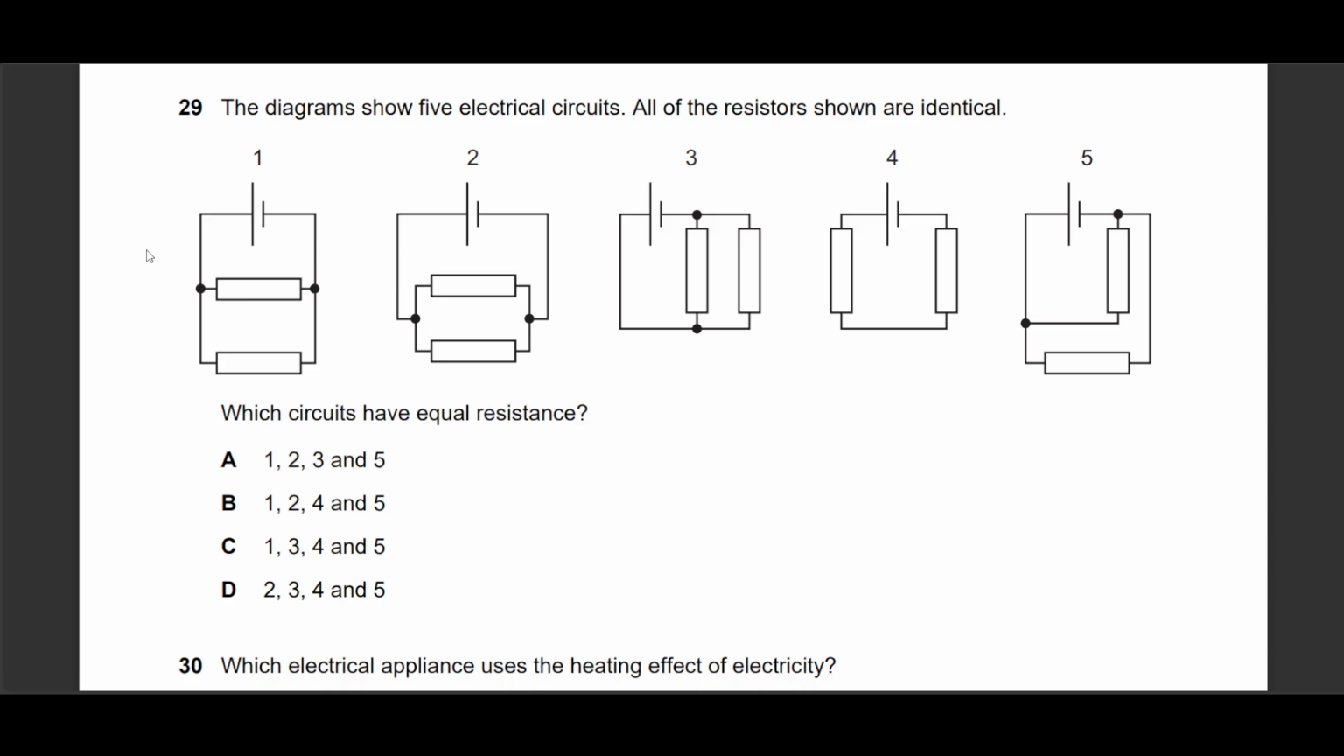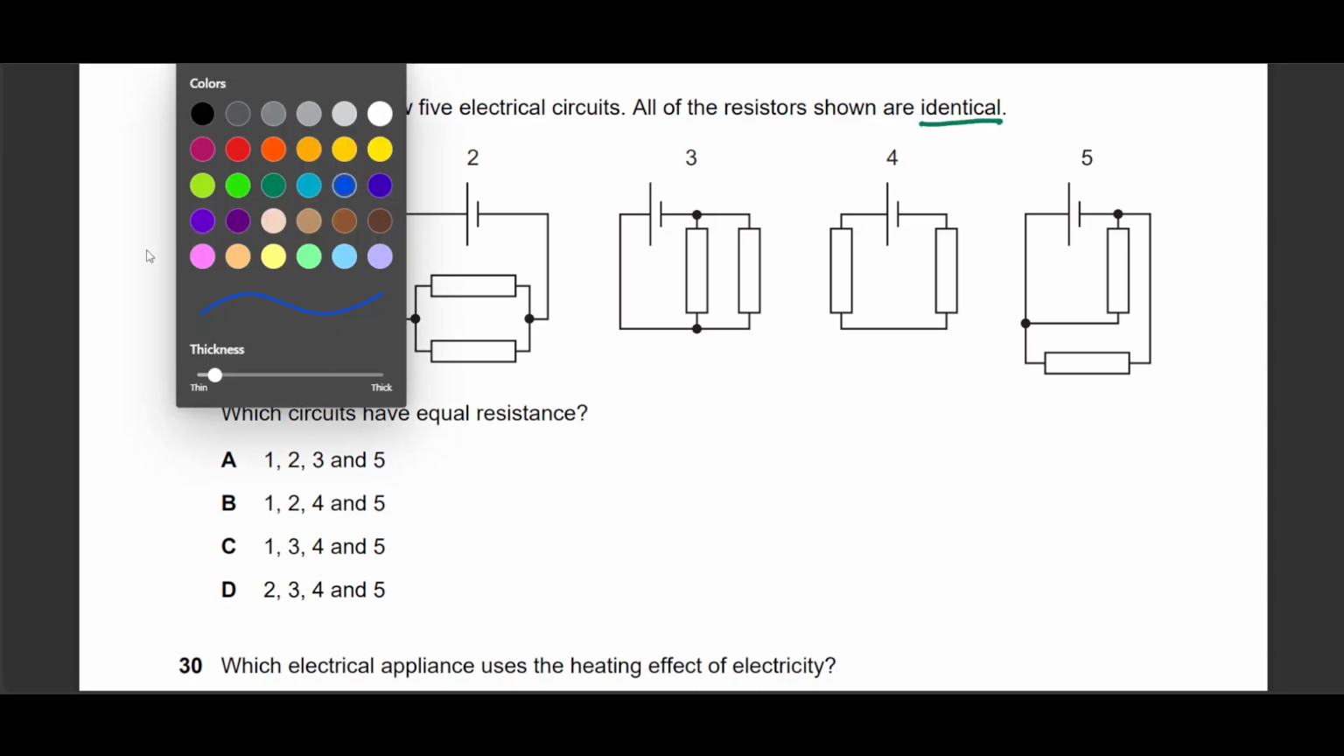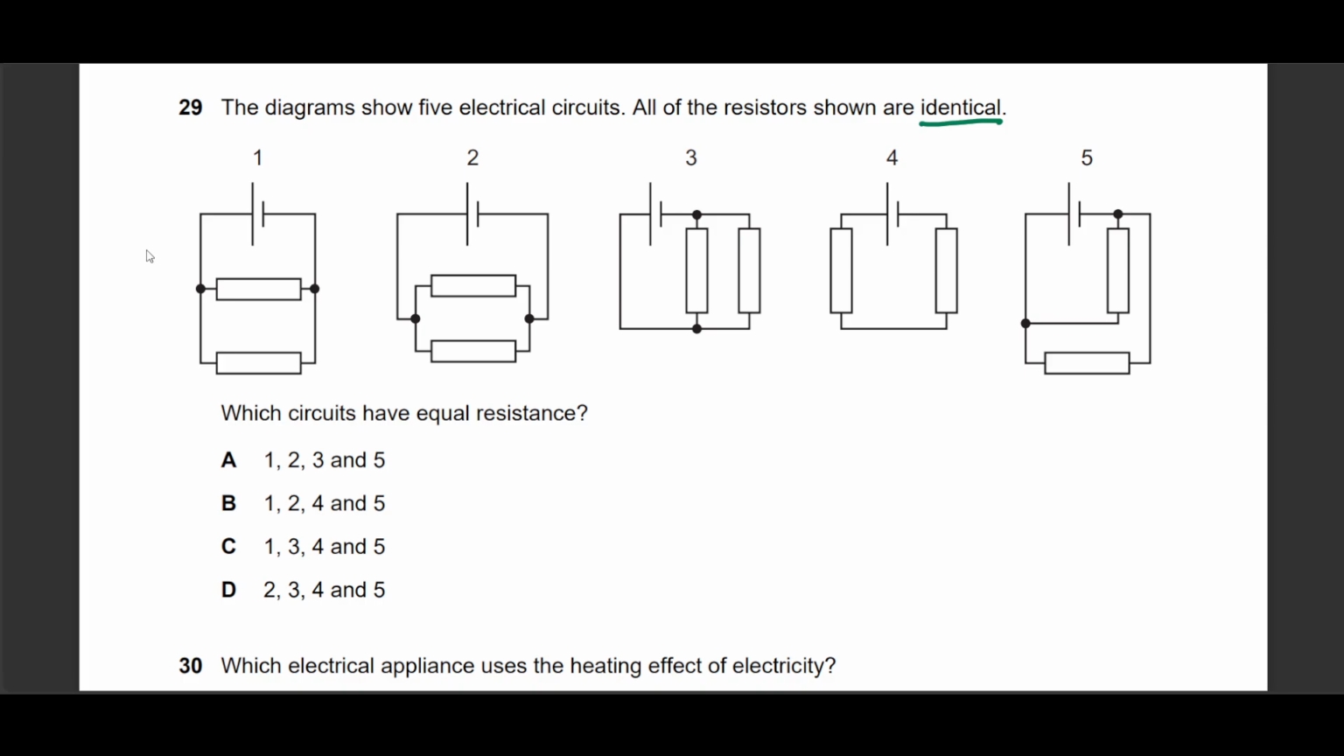So question number 29 suggests identical resistors in 5 circuits. This makes the question a bit easier to understand because then we can use tricks. He's asking us which of the circuits must have equal resistance. We can identify that the resistors in circuit 1 are connected in parallel. So this is R and R. Now we understand by the trick that if you connect two identical resistors in parallel, they equate to just R by 2. For example, if this is 10 ohms and this is 10 ohms, their combined resistance will be 5 ohms.